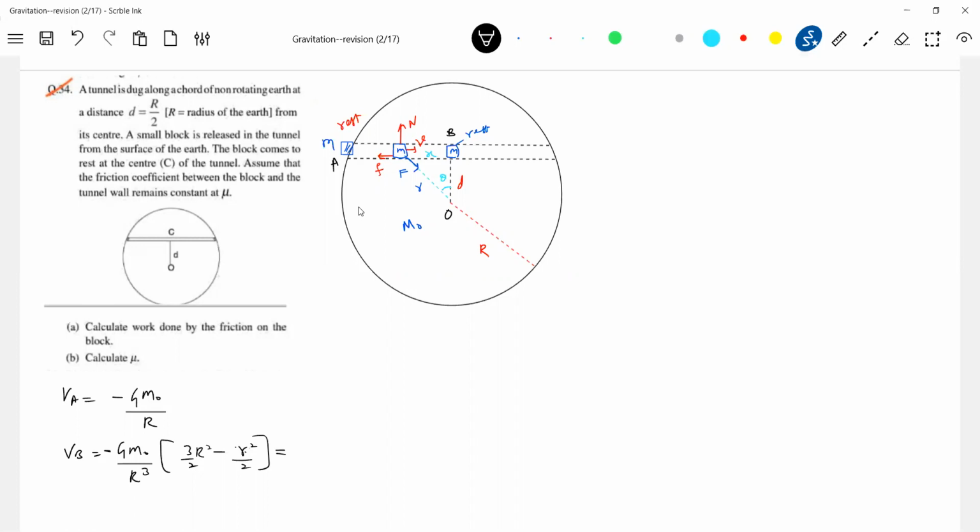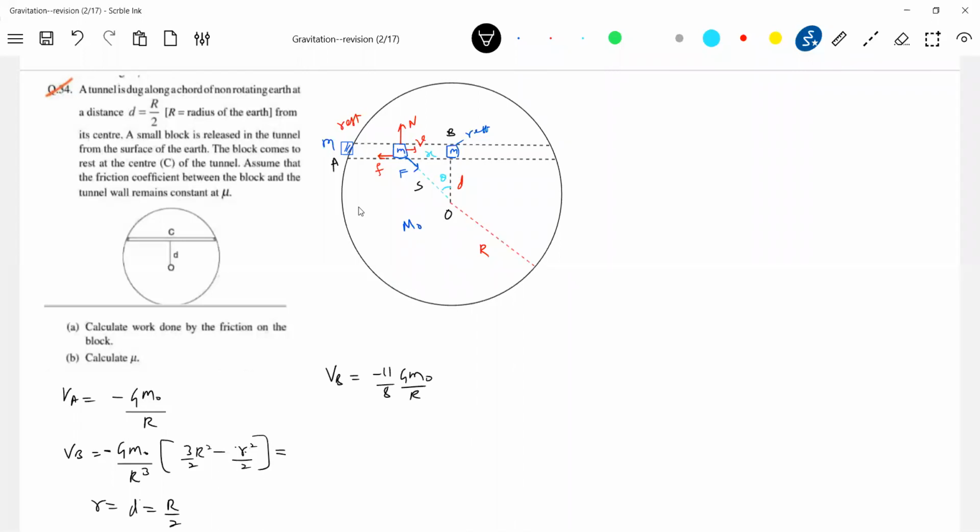Okay, let's calculate potential at B. So what is the value of, I think I'll write some other thing. Yeah, small r will become S here. Some S I'll write, no problem. What is the value at B? R equal to D, which is R by 2. That itself is given. What is the potential at B? Minus 11 by 8 G M naught by R.